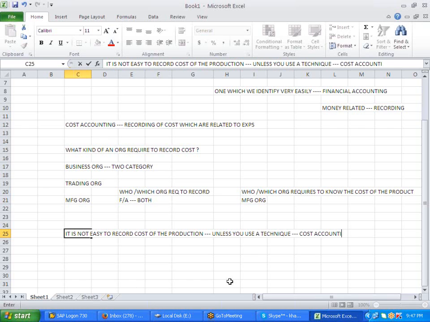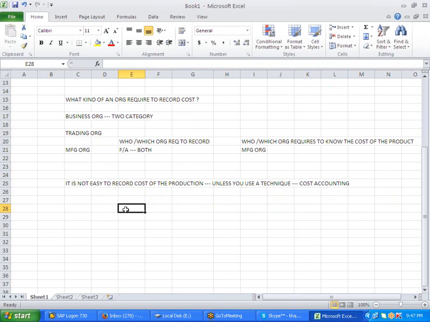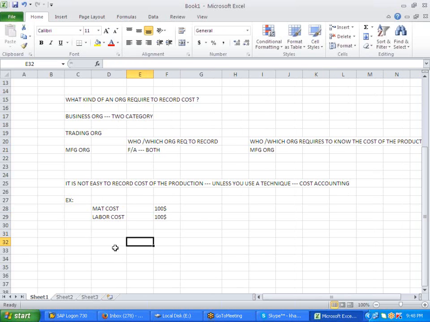Let us understand this. When I'm saying it is not easy to record, what do I mean by this? Okay, let us take an example: material cost. I'm trying to identify the cost of a single product. Let's say $100 material cost. Then I put a labor cost, which is also $100. Material cost, labor cost.